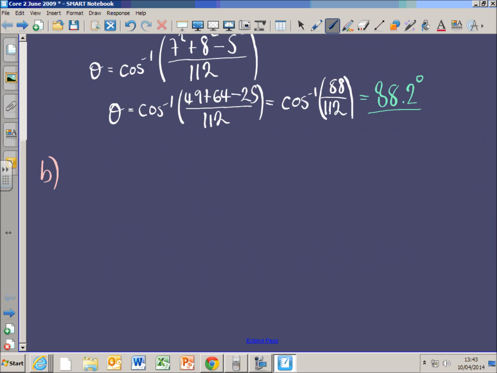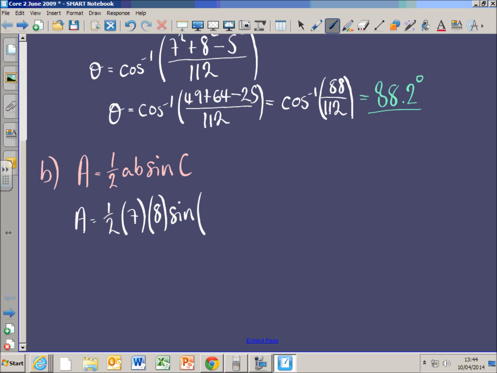What formula do we use for the area? So the area of a triangle is half AB sine C. So this time I'd have to relabel the triangle again, but I think you should be able to see that the area we want is going to be 1/2. The A is just going to be the 7, isn't it? The B is just going to be the 8, and then it's going to be sine of the angle we just got, 38.2.